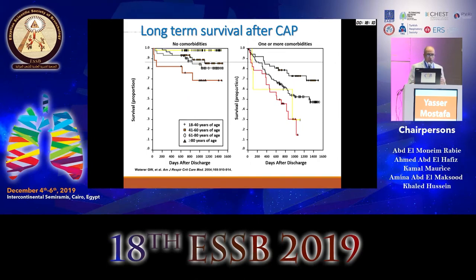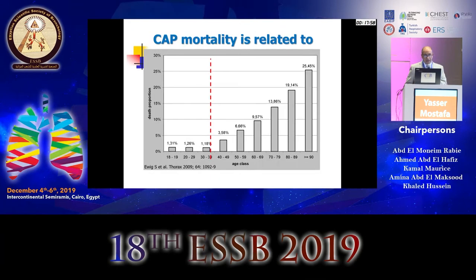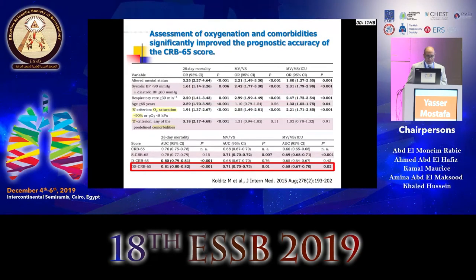This study shows us the impact of age on the survival after CAP. As we observe here, with advance of age above 65 years, the mortality increases from community acquired pneumonia. So age 65 or more is an important issue in assessment.